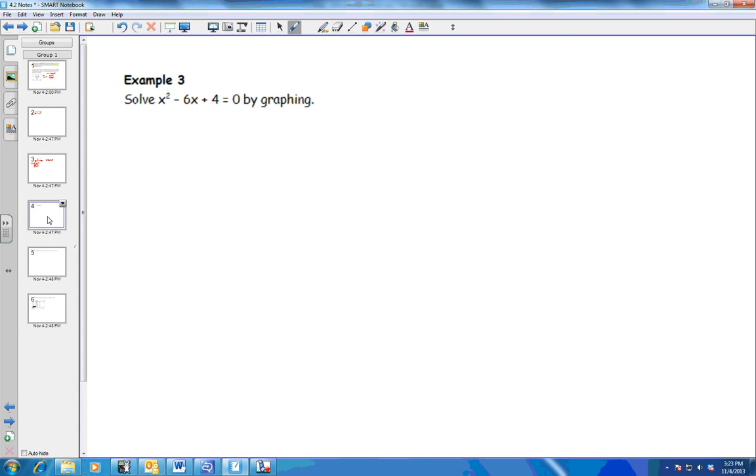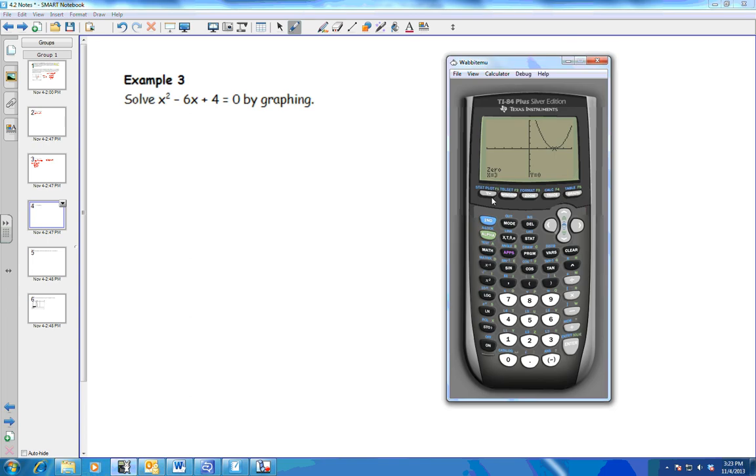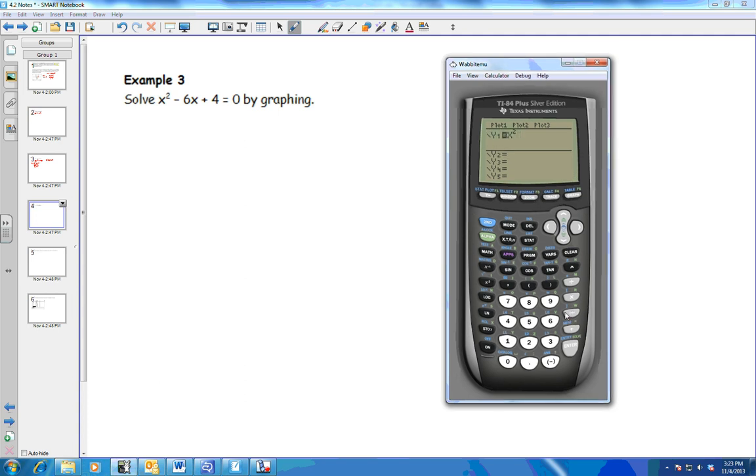Okay, example 3. Solve x squared minus 6x plus 4 by graphing. It's already in standard form, so we're good. I'm going to put that in my y equals x squared minus 6x, whoops, plus 4. Graph.